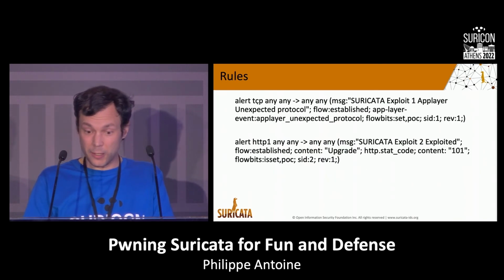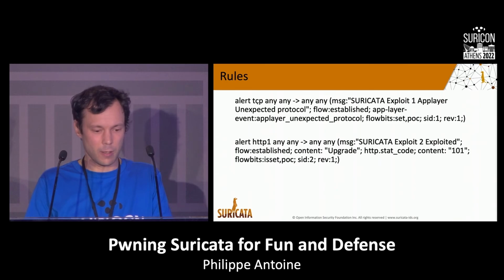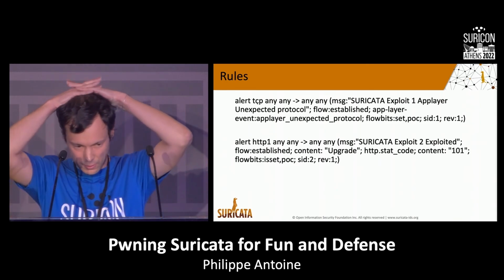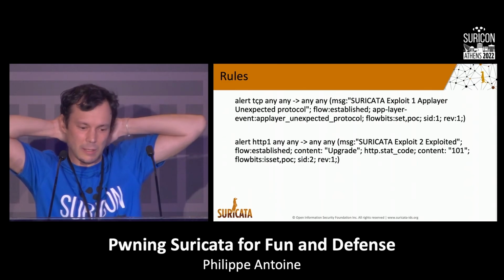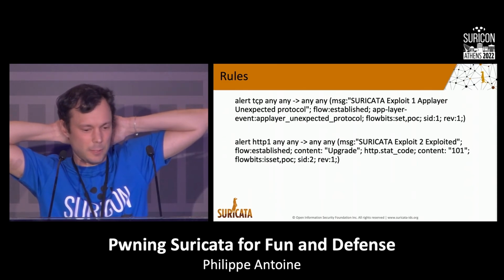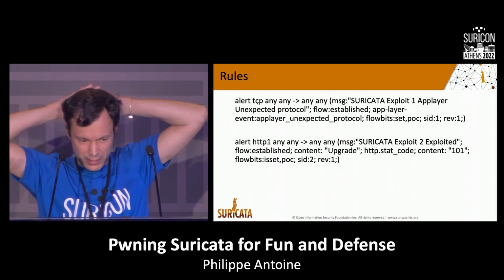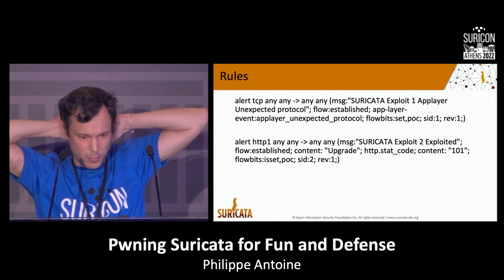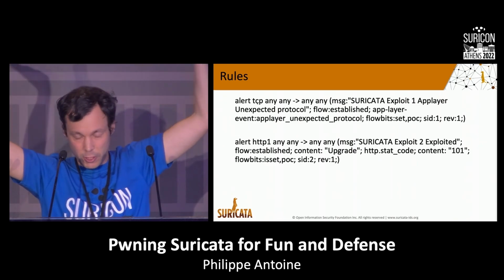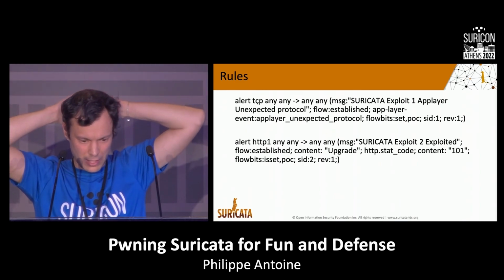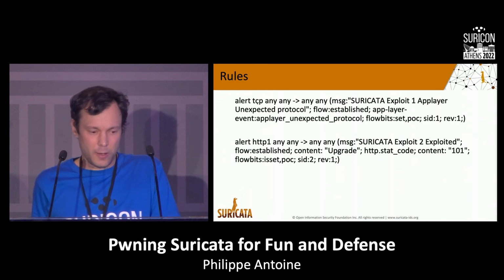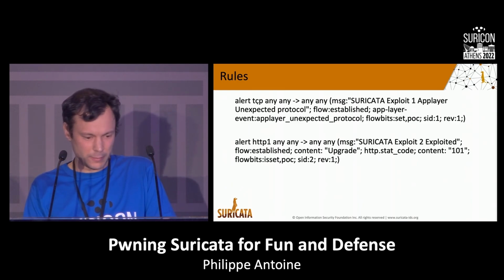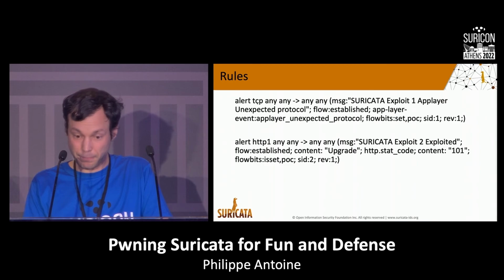And you can now also add rules to detect this. So this is a couple of rules with a flowbit to check that here we have some unexpected protocol during protocol change, and then we have some HTTP1 trying to upgrade to HTTP2.